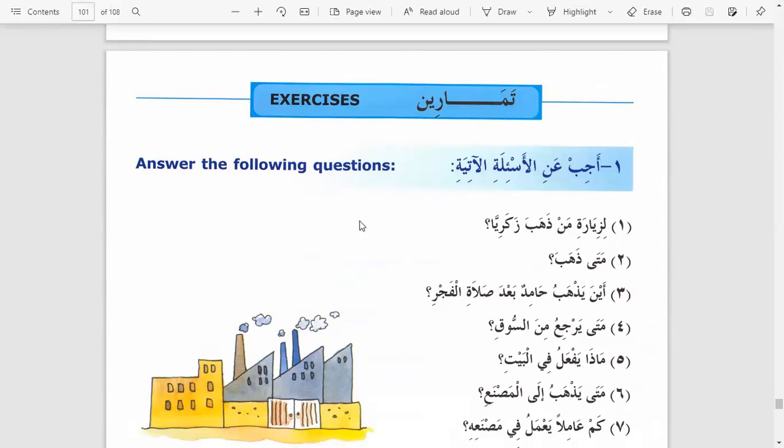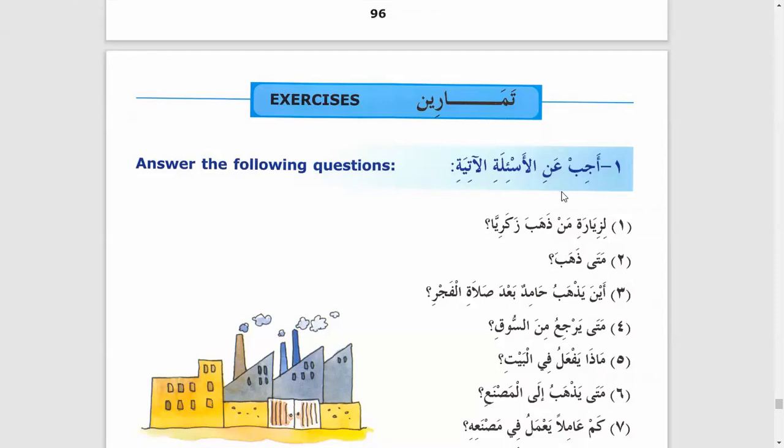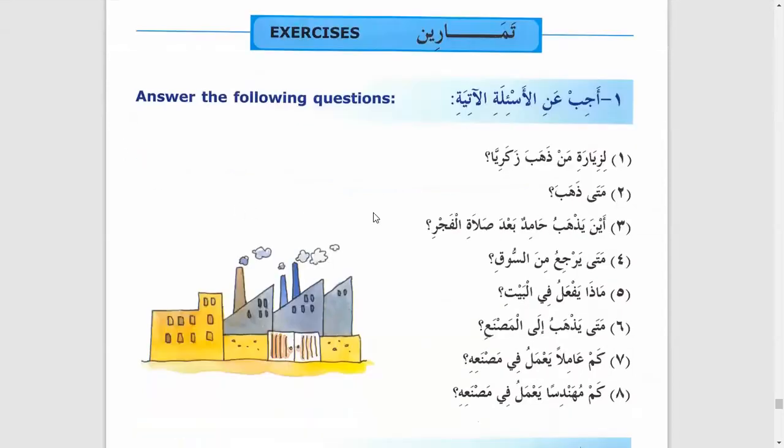Okay, so also one of the reasons this book is like a piece of cake is that we have everything here, so we cannot focus on the endings and we cannot learn a lot. So that's why the other book is good, but really the print was not good. So that's why we are using it for today. Ajib anil asilatil atiyati, answer the following questions. Okay, so please, I would like you to try to answer the questions.